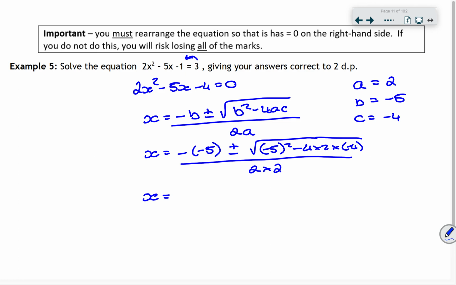So x is equal to minus 5, which is plus 5, plus or minus the square root of, and we have minus 5 squared minus 4 times 2 times minus 4. So we'll just plug that into our calculator, which will give us 57.